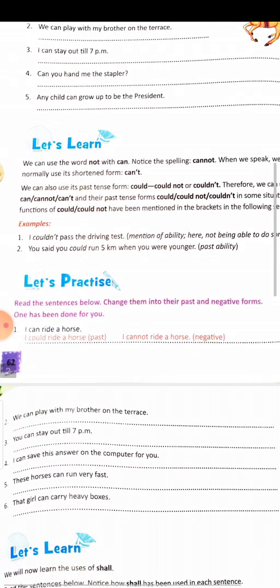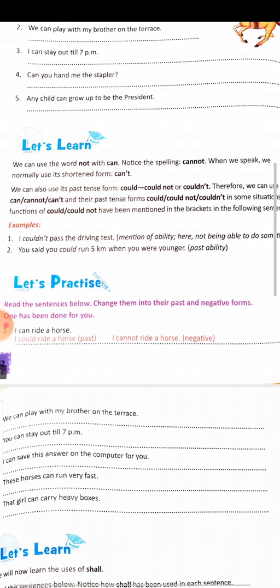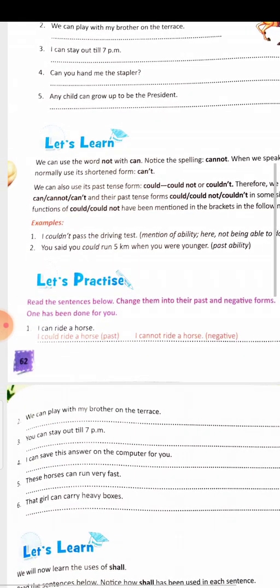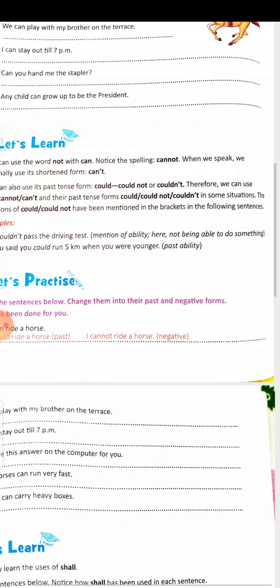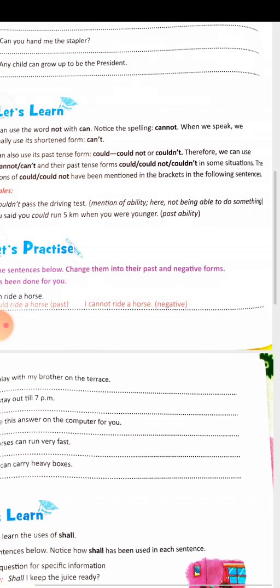Next we will go. We can use the word not with can. Notice the spelling, cannot. When we speak, we normally use the shortened form can't. We can also use its past tense form, that is could or could not or couldn't. Therefore, we can use can, cannot, can't and their past tense forms could, could not, couldn't in some situations.